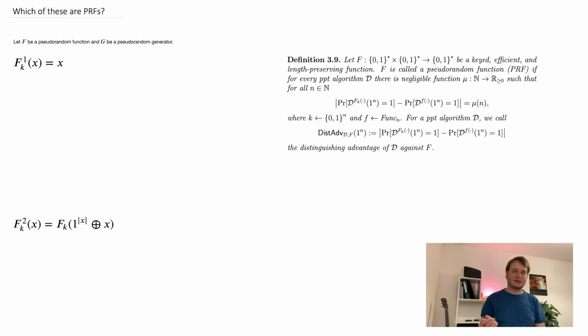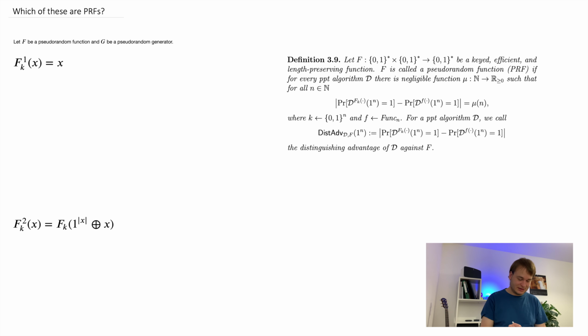So let's take a look at the first function, which is this F1 here, which is just this candidate pseudorandom function which maps any x to itself. Okay. So take a second to think about it. Is this a pseudorandom function? No, this is not a pseudorandom function. One red flag is that the key of the pseudorandom function is never used. So the output is independent of the key, which is never a good thing for pseudorandom functions.